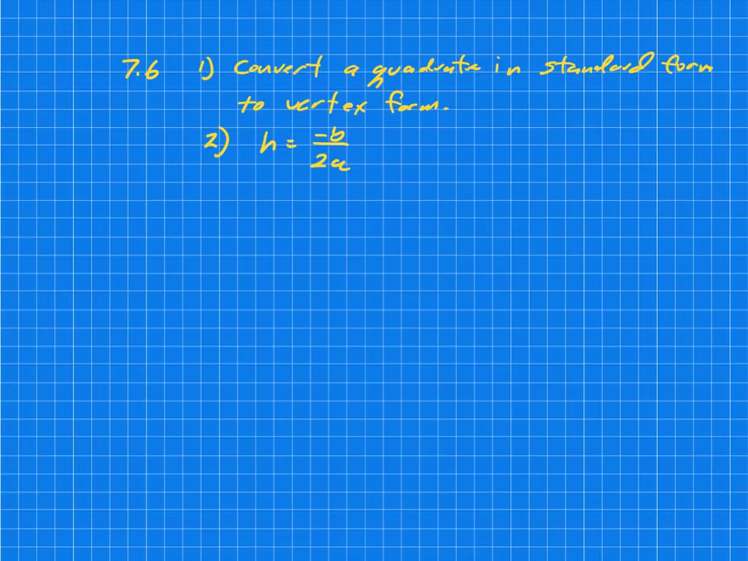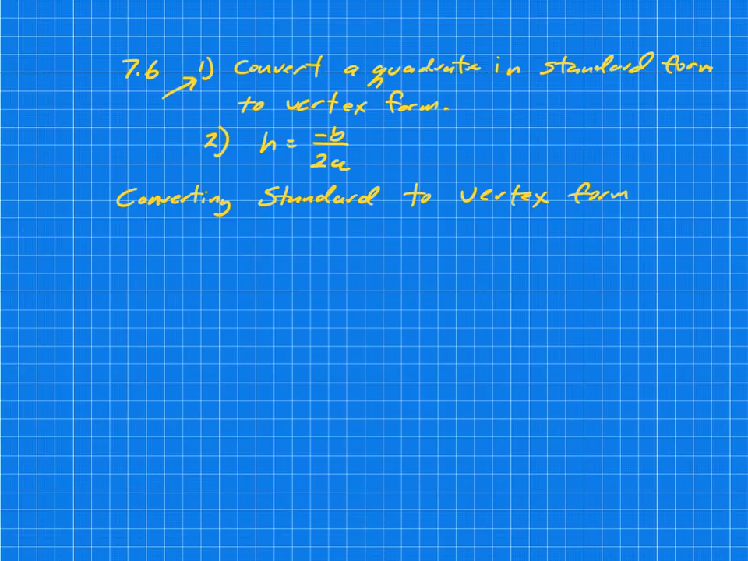So first thing I want to do is I just want to show you how we deal with the first part, the first thing that we learned. And we spent like one day doing this, and then we went the next day to number 2. So let me start with this first thing, is converting standard form to vertex. And we're going to be doing this by completing the square.